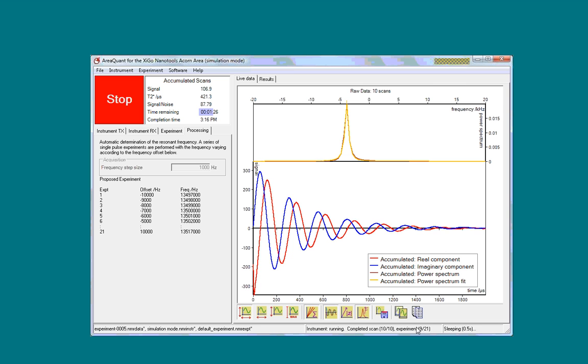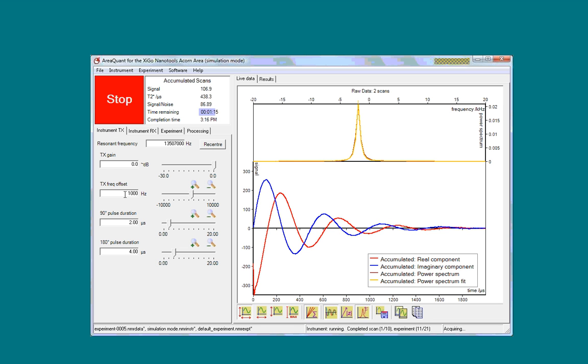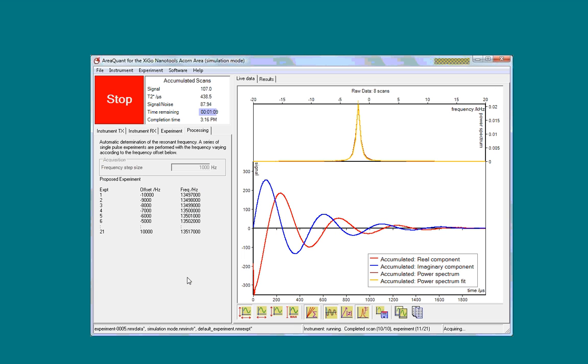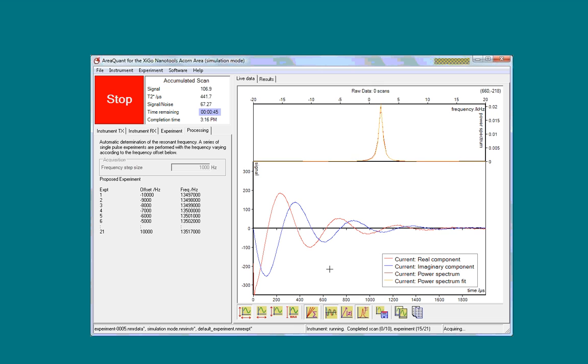If you look down here, you see that we're on the 10th data point, and if this table were expanded, that 10th data point is going to be back here at 13,507. See how the number of cycles is dramatically reduced. So qualitatively, you can look at the number of cycles in the free induction decay and estimate how far off you are from resonance.